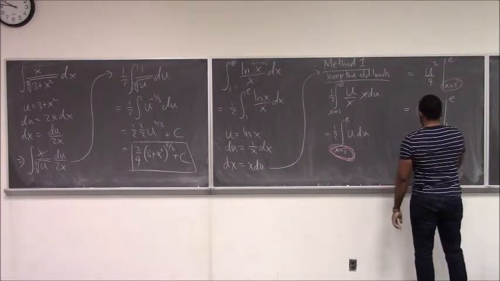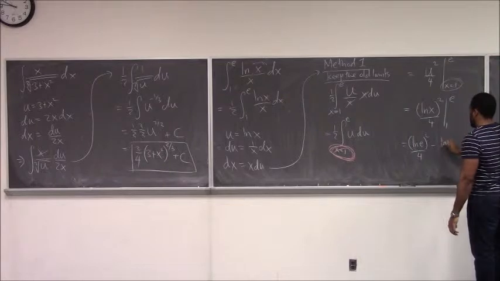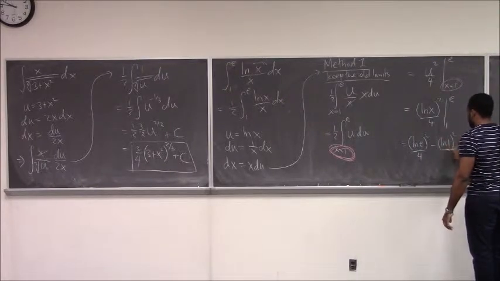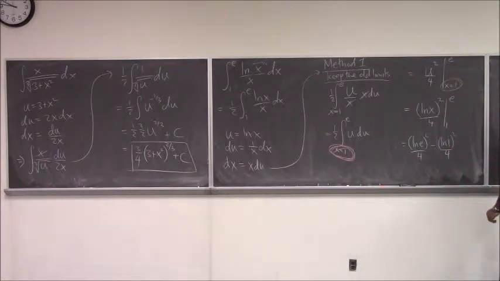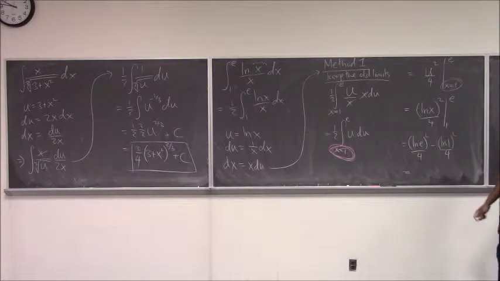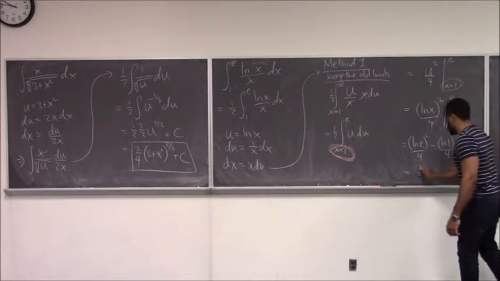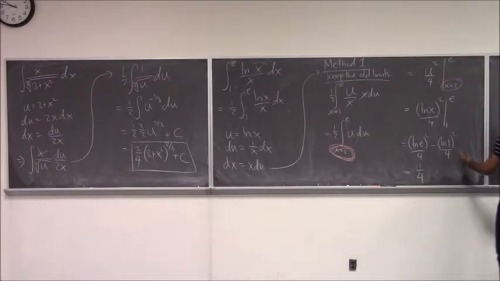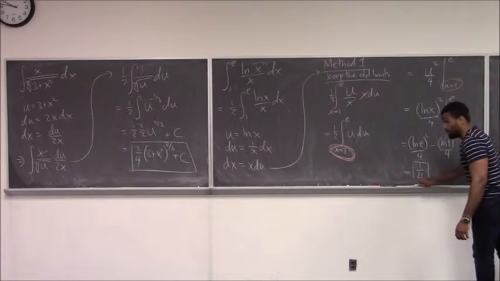So I'll have ln of e squared over 4 minus ln of 1 squared over 4. Does this simplify? What's ln of e? Just 1. You square that, you get 1, so you get 1 over 4. What's ln of 1? 0. So a quarter is your answer.